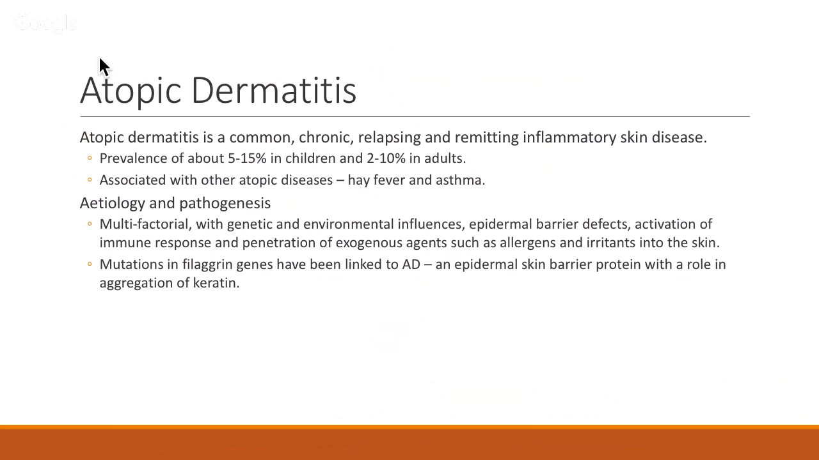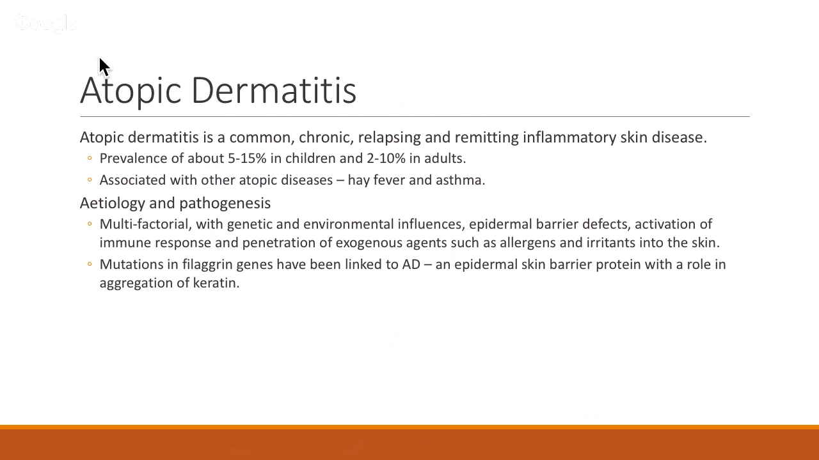The prevalence is quite frequent, it's quite common, so about 5 to 15% of children and 2 to 10% of adults. And it's associated with other atopic diseases. So if you do get a history or a proper station where you have to ask the child or the mother a few questions, you can ask about these other atopic diseases as well, see whether they're well controlled, and see if he does have those conditions in association.